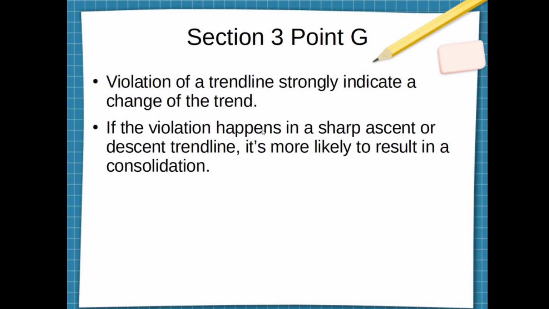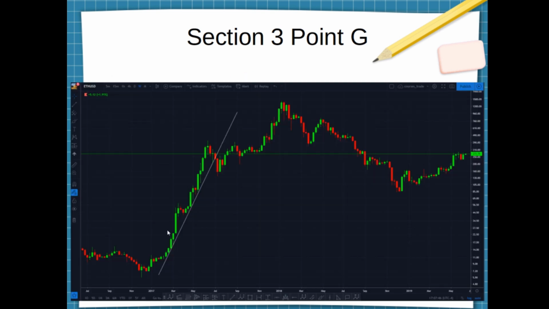If the violation happened in a sharp ascent or descent trend line, it is more likely to result in a consolidation. Now, we are all familiar with the scenario.